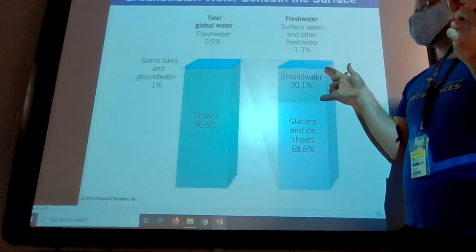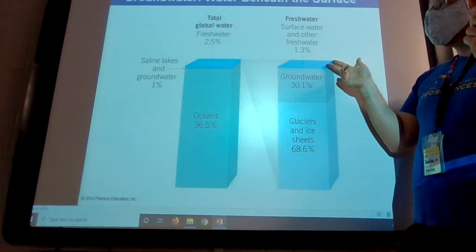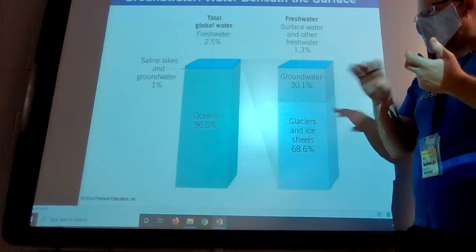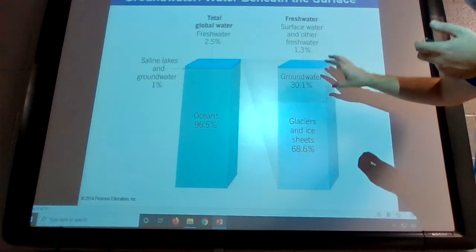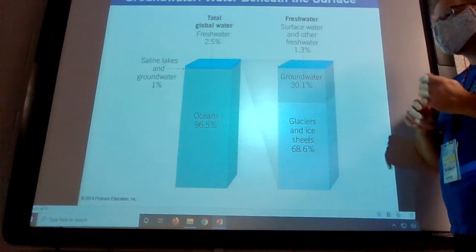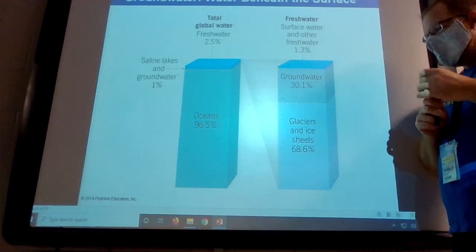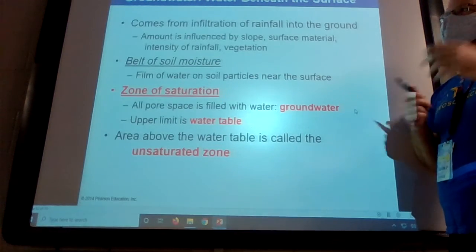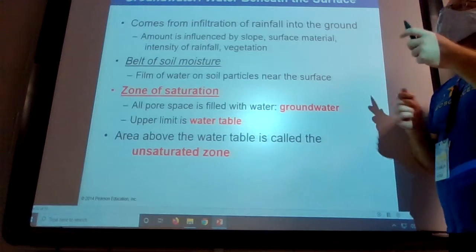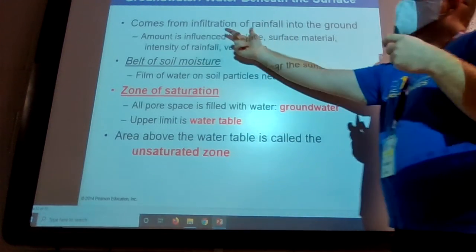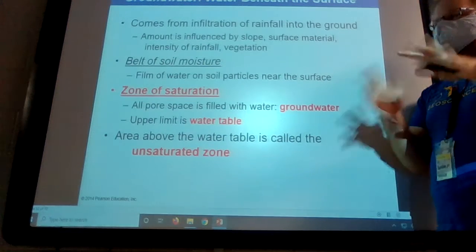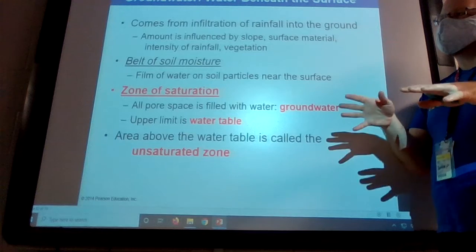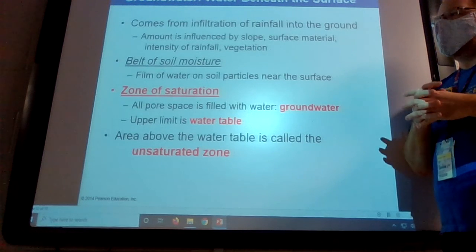About 30% of that is groundwater. And then about 1% of that is actually on the surface in lakes and streams and rivers. So of the fresh water that we can get to and we can drink, 30% of it is underground. Only 1% of it is above ground and easy to get to. So groundwater comes from when your rainfall infiltrates the ground. It soaks into the ground. It finds little cracks and little penetration points where it can get down below the surface.